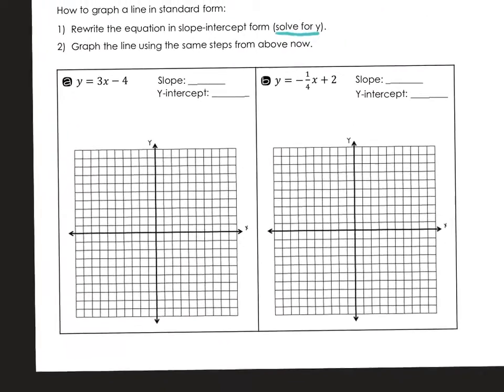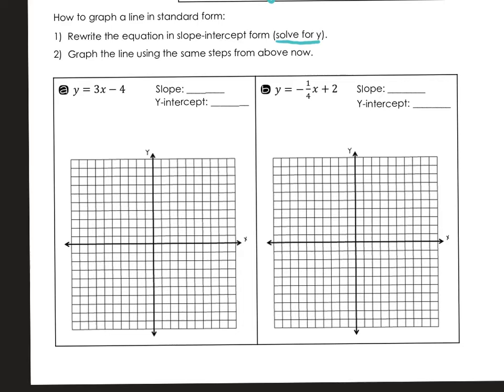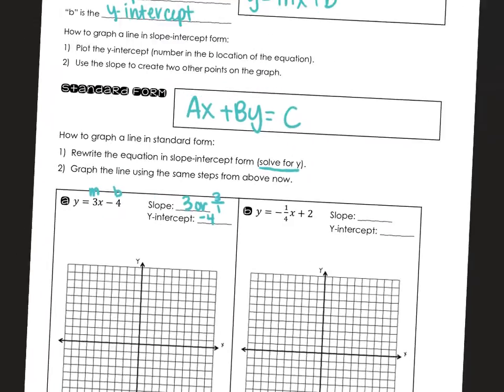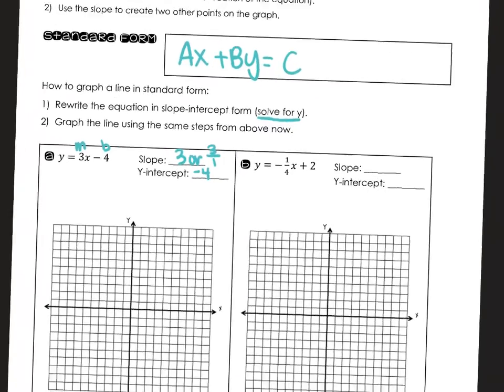So each one I want you to think about first, do we need to rewrite it? So a gives us y equals 3x minus 4. Well, that is already slope-intercept form, so I'm going to just start going. So I want to label, all right, 3 is my m, or my slope. And I'm actually going to write 3 or 3 over 1, and I'll show you why I'm doing that in a second. And then the y-intercept is our b, and don't forget to keep this sign with it, so -4.